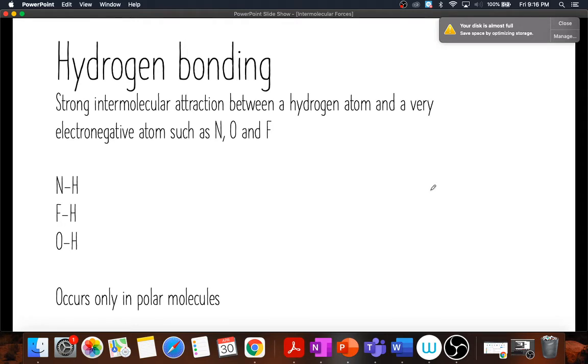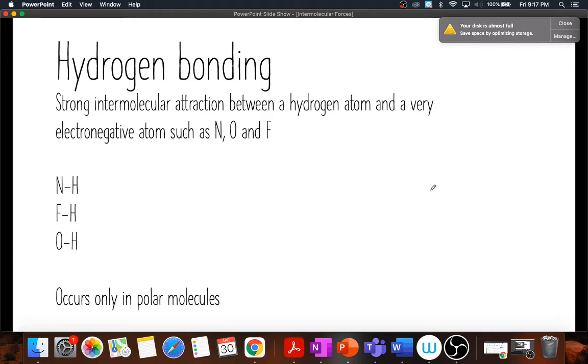So our first intermolecular force is hydrogen bonding. This is a strong intermolecular attraction between a hydrogen atom and a very electronegative atom such as nitrogen, oxygen, and fluorine. Nitrogen, oxygen, and fluorine are among our most electronegative atoms on the periodic table, so their electronegativity numbers are quite high. Because of this, it produces a very, very strong inequality when it comes to the sharing of those electrons in that bond.